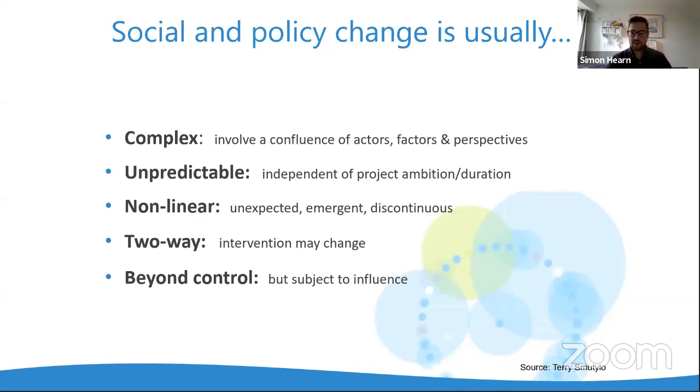Change is non-linear. We can put so much effort in, but it's not the same amount of change that comes out. Sometimes it's a lot more than we expect. Sometimes it's a lot less than we expect. So change is non-linear. Change is also two-way. So as an intervention seeks to change the environment, change people, they're also changed. The intervention changes over time. And lastly, change is beyond control. We can't control other people, other organizations, other entities. We can only influence. And that influence is really important, though. And we'll look a bit more. It's a kind of core of outcome mapping, understanding that influence.